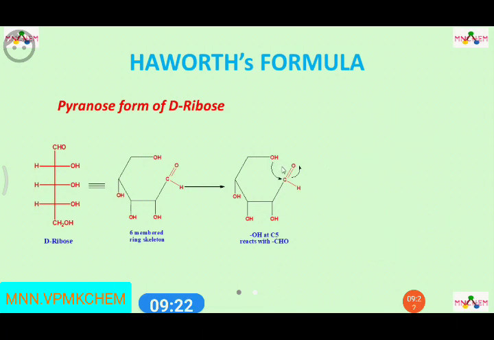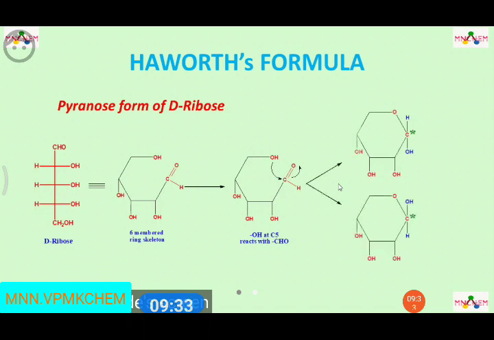Due to this intramolecular cyclization of hydroxy at C5 with aldehyde, we get a new chiral center at C1 carbon, which can be written in two isomeric forms. The isomer in which the hydroxy group is below the ring is referred to as the alpha anomer, whereas the isomer in which the hydroxy group is above the ring is called the beta anomer.